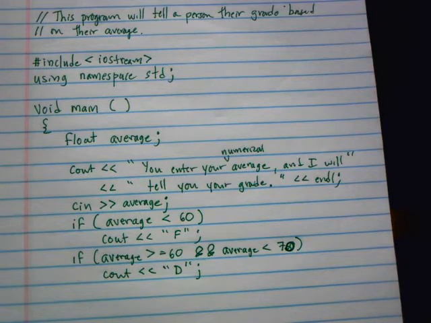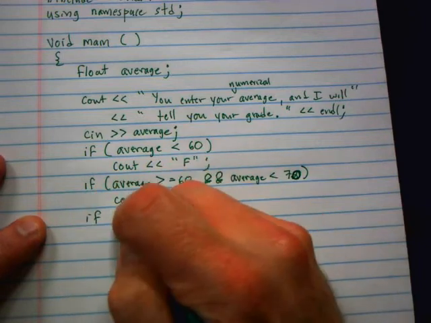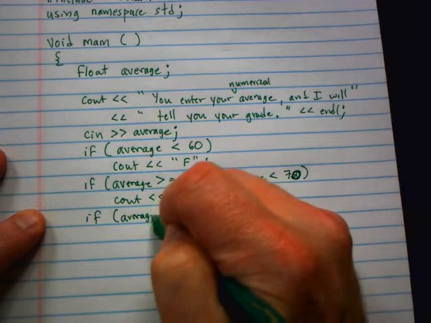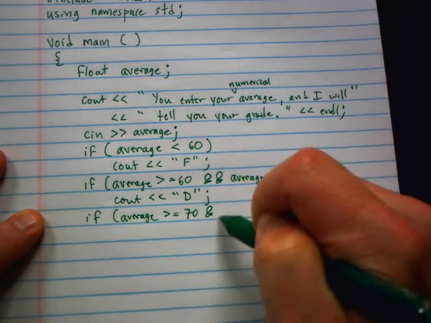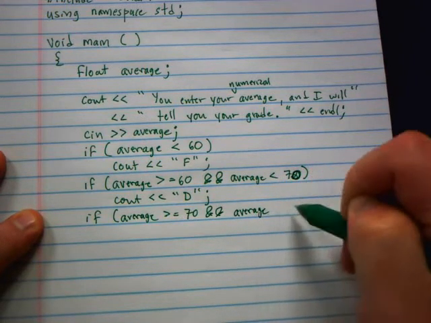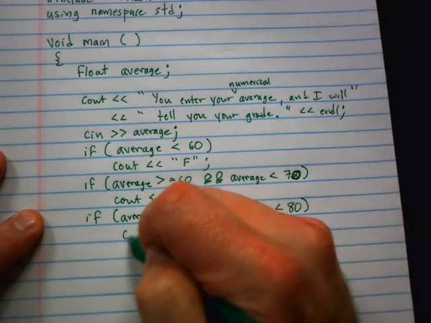Tough class. All right, to make this a little bit easier, we're going to skip all the plus and minus grades, just because I don't want to write that many lines. So you can go home and practice and write all this. So the next one would be if average is greater than or equal to 70 and average is less than 80. So those are your C's.